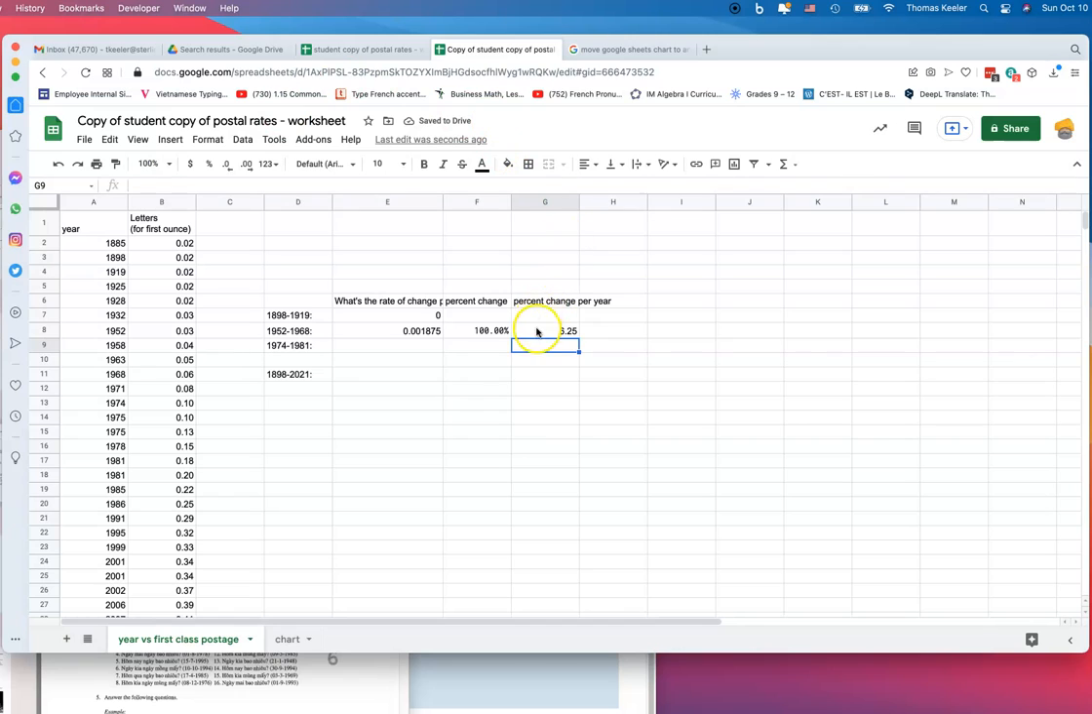Let's see what happens if we put in F8. 0.06, so, and we can make that into a percent if we want. So we hit a percent. In other words, 6% per year. Okay. So do that for these other ones as well. So how much did it change on average, percent change per year? Yeah. All right, so try.